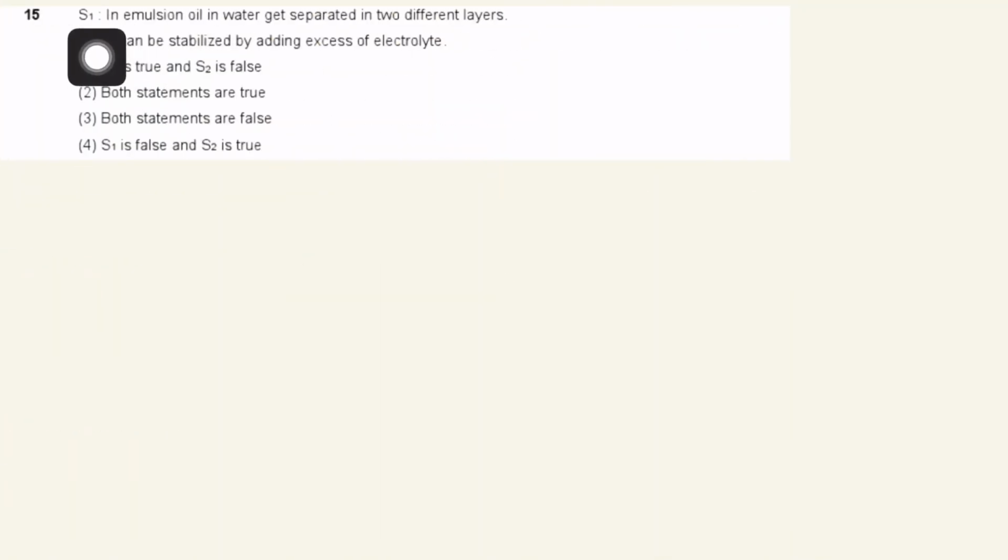Now, statement 1. In an emulsion, oil in water gets separated into different layers. That is true, because in the emulsion, the dispersed phase and dispersion medium do not have much interaction, so they can separate into different layers on standing. Now, statement 2: it can be stabilized by adding excess of electrolyte. It is stabilized by adding a surfactant or emulsifying agent, but this is not in excess. A small amount is enough. So statement 2 is incorrect. So the correct answer is S1 is true and S2 is false.